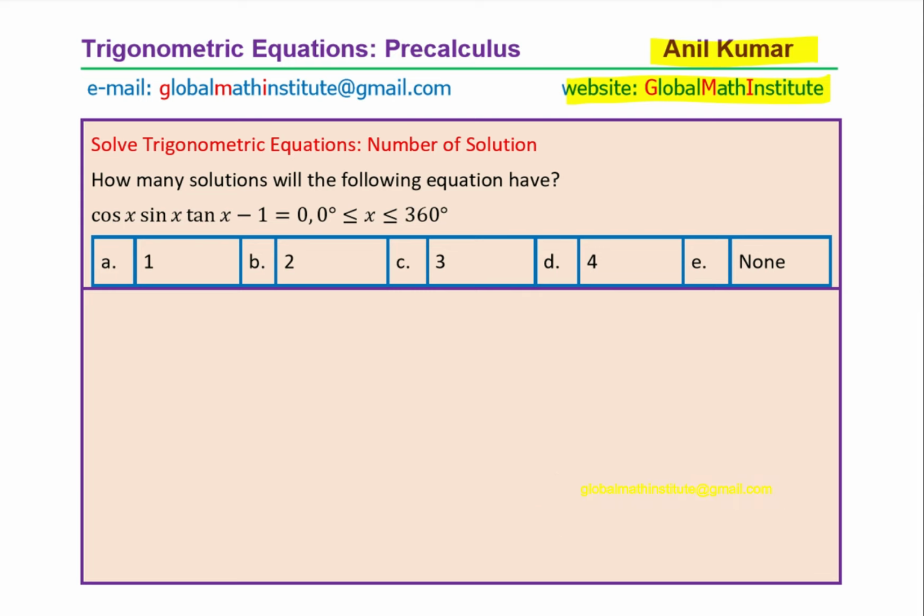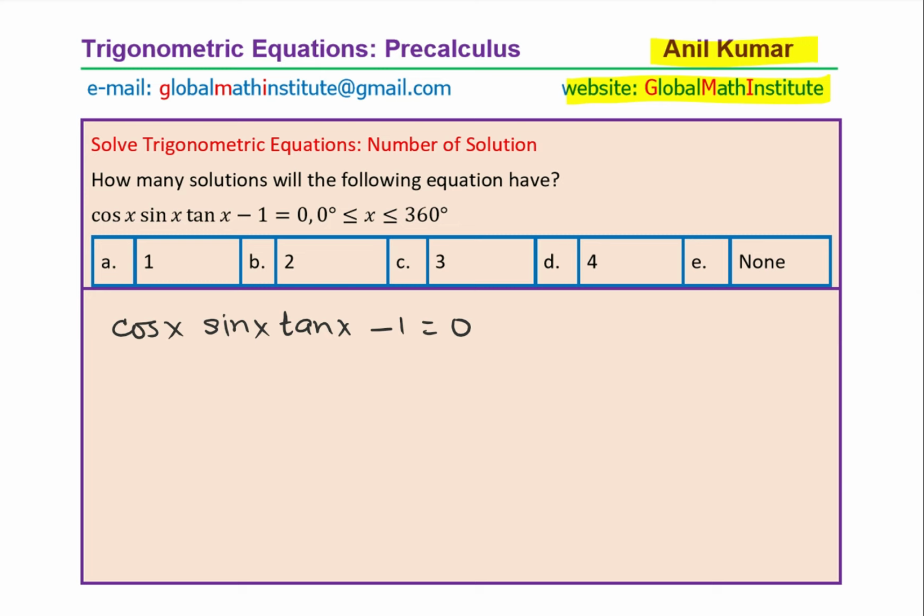Perfect. Let's begin with the very first question, which is cos x times (sin x times tan x minus 1) equals 0. We're looking for solutions when x is between 0 to 360 degrees, both included. So let us rewrite the expression on the left hand side: cos x times (sin x times tan x minus 1) equals 0.